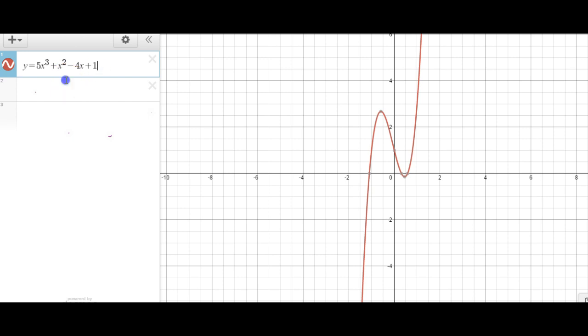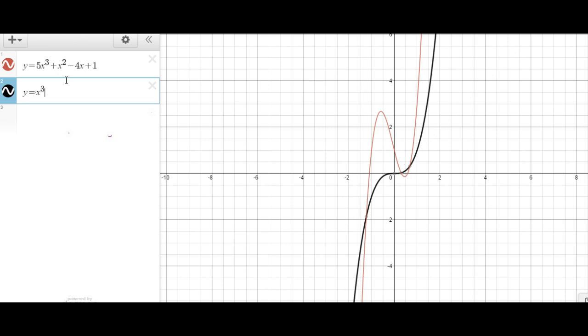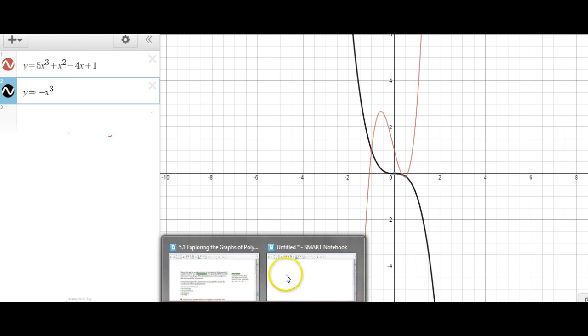Let's see. What is just a regular cubic look like, right? What if it's just y equals x cubed? Okay, so there it is in black. That's y equals x cubed. So y equals x cubed starts where? So quadrant 3 to quadrant 1. Now, what if I change that? What if I make that negative x cubed? Then where does it go? Q2 to Q4. So it's Q3 to Q1 or Q2 to Q4.